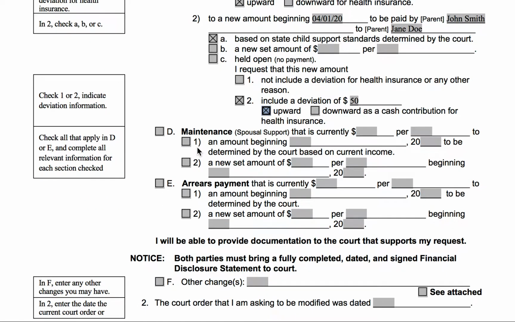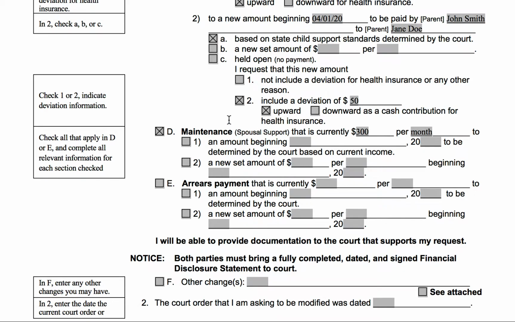There are 2 other financial sections that you may end up working on in your stipulation. D is for maintenance. Remember, maintenance is spousal support. So if your case isn't a divorce case, then you won't have maintenance in your case. But if you're wanting to change maintenance, you check D. You would go here, and put what is currently ordered, because just like the child support section, we start with what it is and then we go to what we want it to be. So maybe maintenance was ordered at $300 per month.